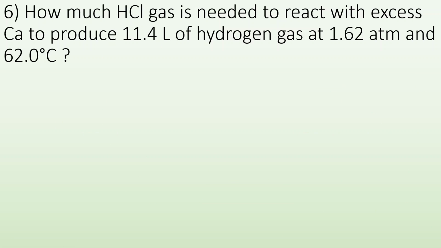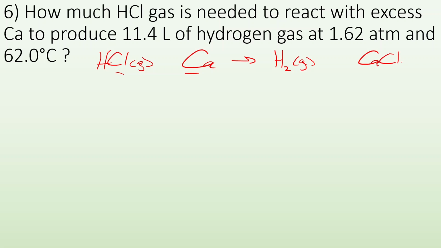All right, number 6, how much HCl gas is needed to react with excess calcium to produce 11.4 liters of hydrogen gas at 1.62 atmospheres and 62 Celsius? So let's start by figuring out what the balanced chemical equation is. I'm reacting HCl gas with excess calcium to produce hydrogen gas. And then, well, what's left? I'm going to be left with the chlorine and the calcium. What compound are they going to make? Calcium chloride, CaCl2. So in order to balance this, I have to put a 2 in front of that HCl. So now I got 2 hydrogens on both sides, 2 chlorides on both sides, and 1 calcium on both sides.